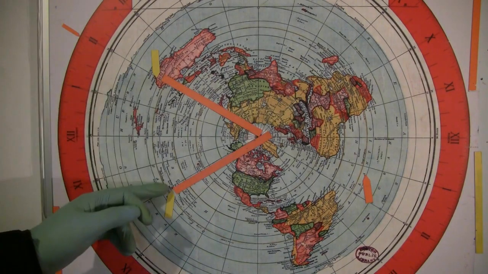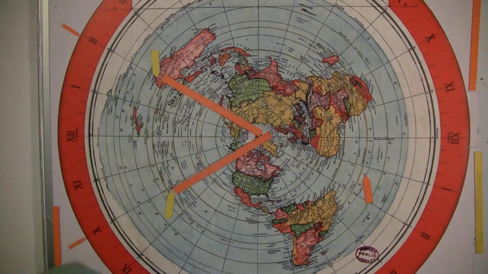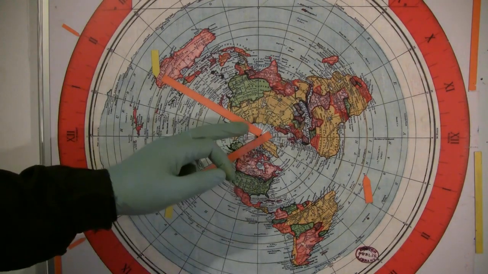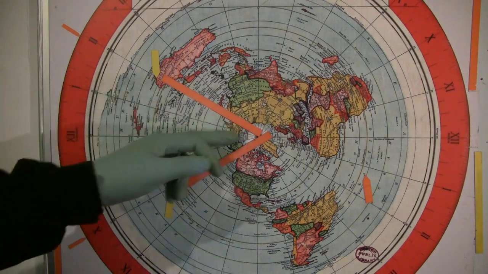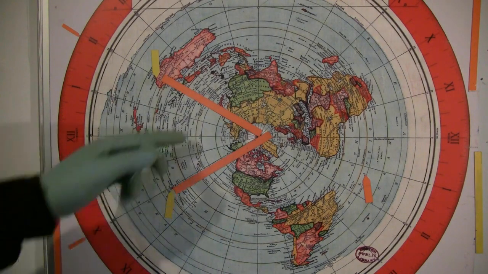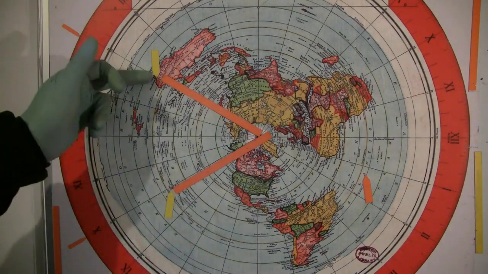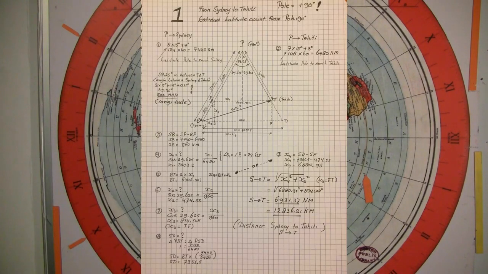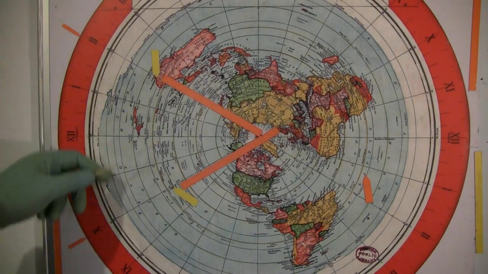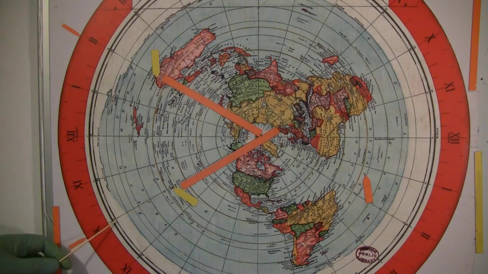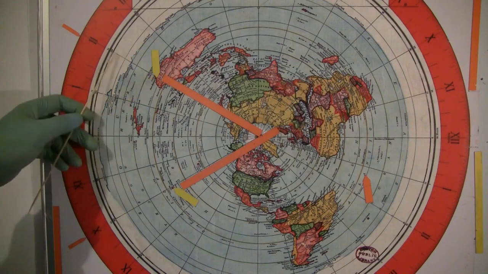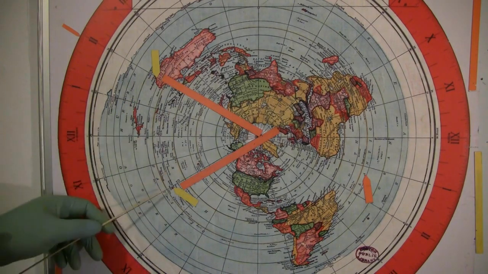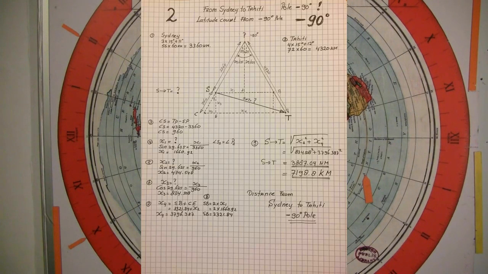From Sydney to Tahiti, I did 5 measurements. The first one, from the center, the latitude degrees to Sydney and latitude degrees to Tahiti, and the angle between Sydney and Tahiti, and calculate a straight line from Sydney to Tahiti. This is the result. The second one, from Sydney to Tahiti, the latitude degrees to the minus 90 degrees from Sydney and to Tahiti, and the angle between Sydney and Tahiti. This is the result.